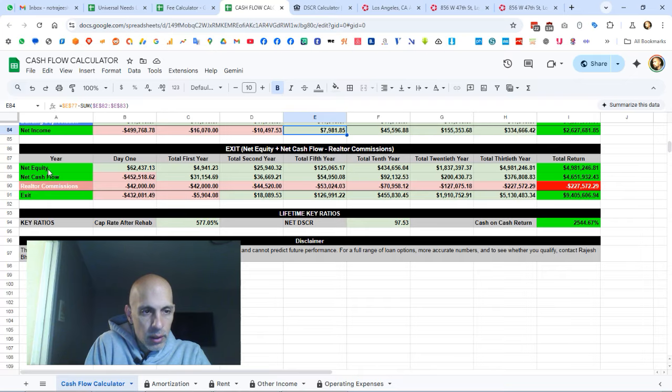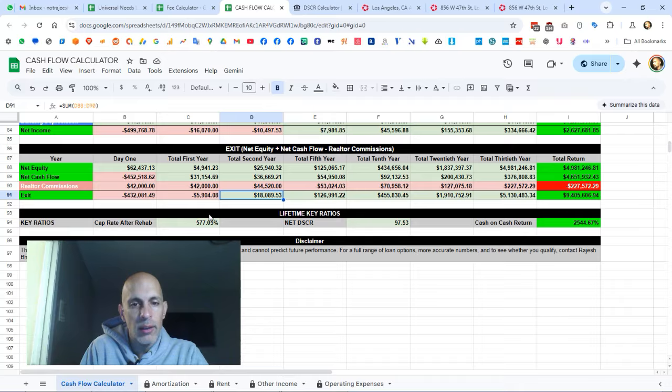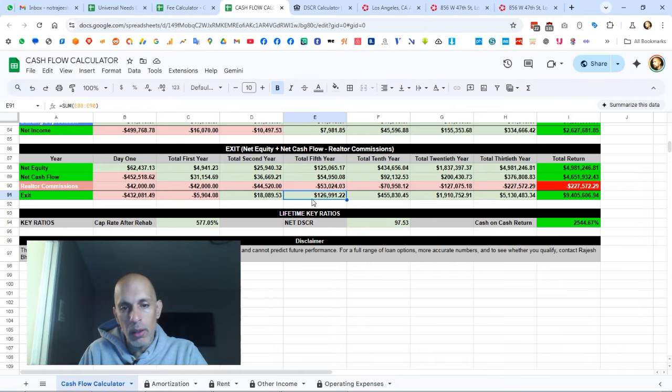Let's look at the net equity. So if you were to sell it at the end of the 2nd year, you're already making a profit. Not much. You're going to profit about $18,000. That's your exit. But considering some of the other buildings we've looked at which don't turn positive until their 10th year, that's pretty incredible. So year 5 you're looking at 126. Year 10 you're looking at 455.